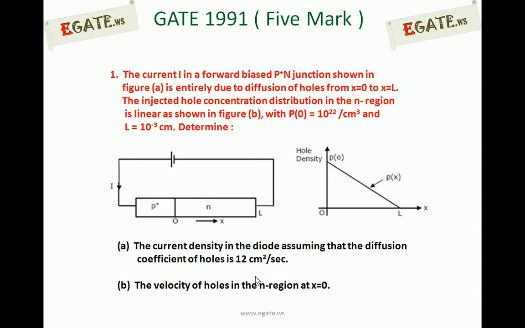So we need to calculate the current density in the diode, assuming that the diffusion coefficient of holes is 12 centimeter square per second, and next the velocity of holes in the N region, that too at x equal to 0, that is at the junction. We see how to solve this problem. It is a 5 mark question, there will be no options.